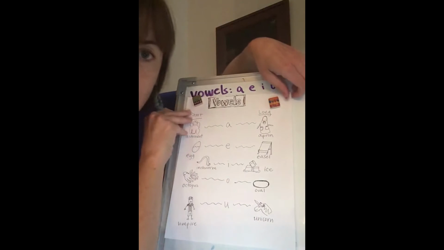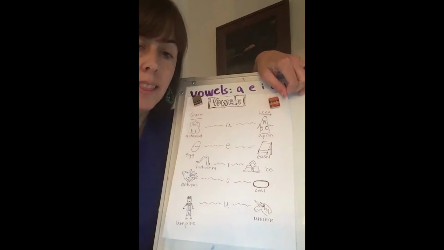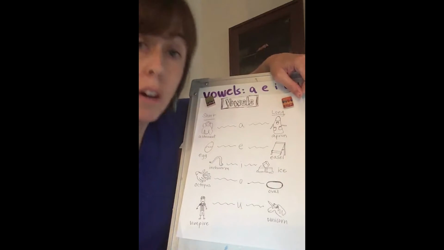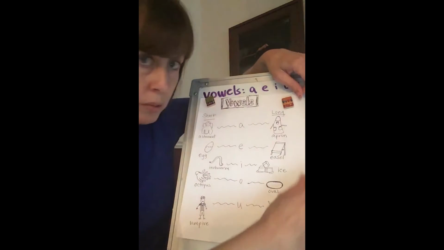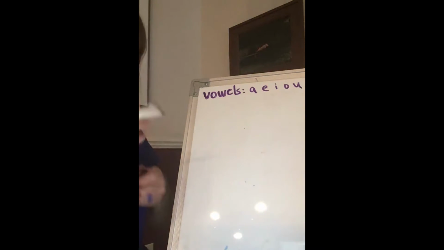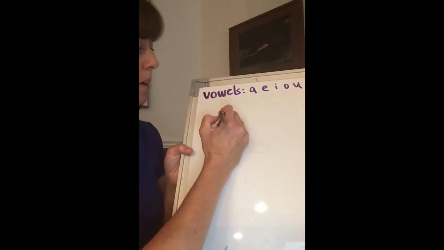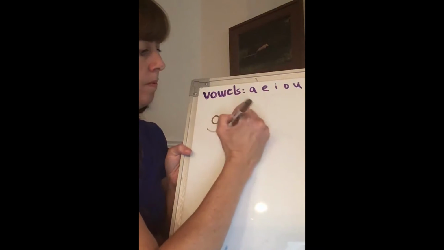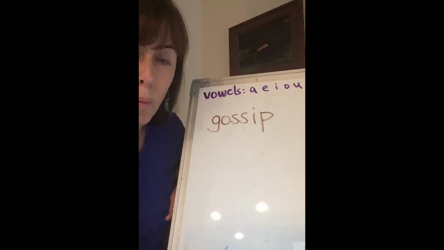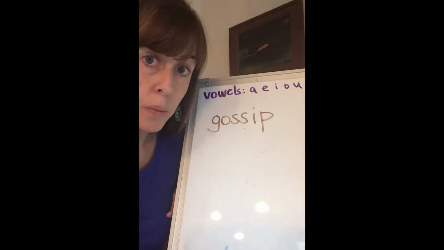All right, so now that we've reviewed the vowel sounds, let's figure out how this is going to help us to decode longer words, since you're more advanced readers. Here's a word you might know. One way to help you know where to break this word is to first locate the vowels.